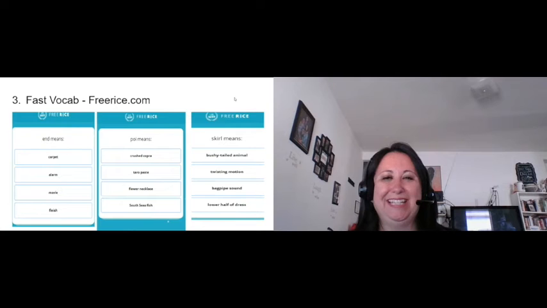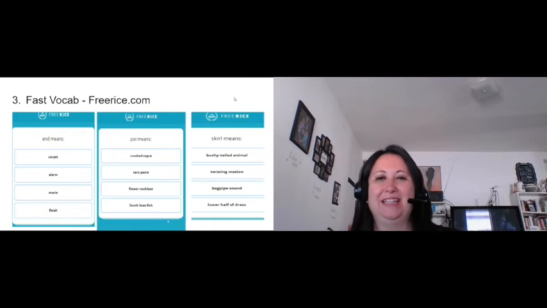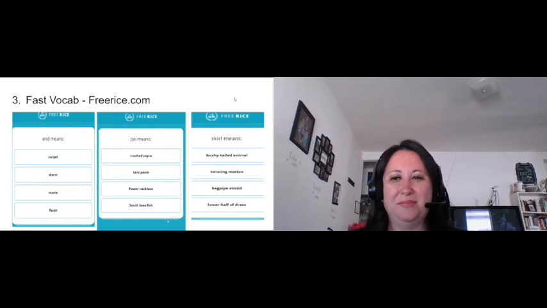I have no idea what this word means. I have no idea either. Does anybody want to guess in the chat what this word means? Is it a bushy-tailed animal? Is it a twisting motion? Is it a bagpipe sound? Or lower half of dress.